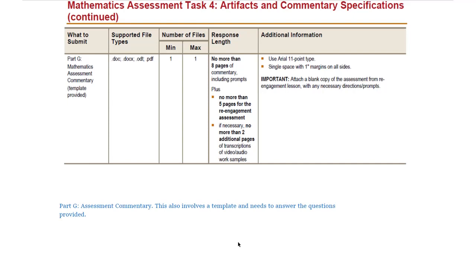So this involves a template, and you need to answer the questions provided. Again, in my overview video, I went over it very briefly, but in this template, my annotated task for document, I have very specific advice for you on all of the different prompts that you're going to need to answer. So be sure to reread and look over this as you are completing your assessment commentary. It's really important to make sure you have answers to all of the prompts. And for prompt 4, there is an alternative since you weren't actually able to give the re-engagement lesson nor give a follow-up assessment. So there's a special question just for EDI 613 for that prompt 4.